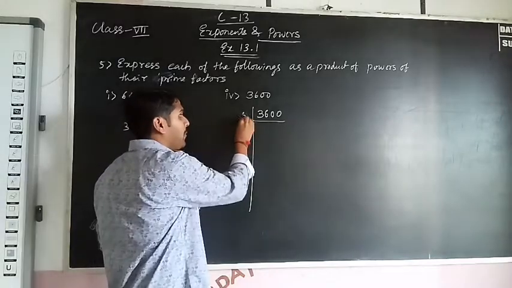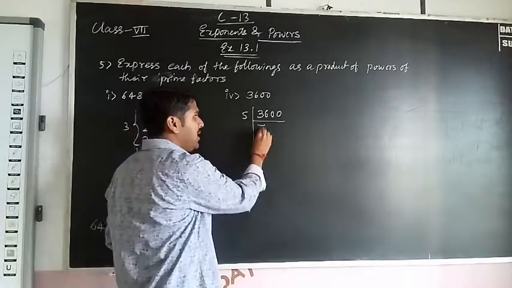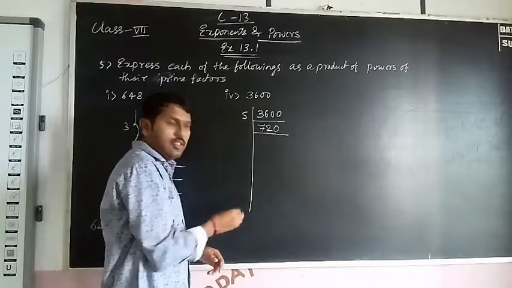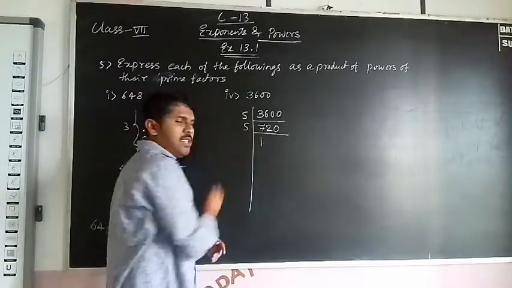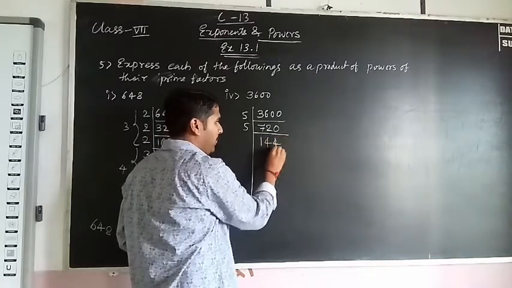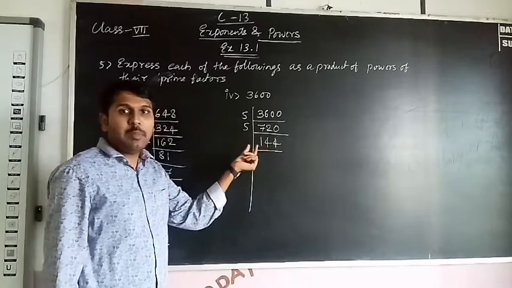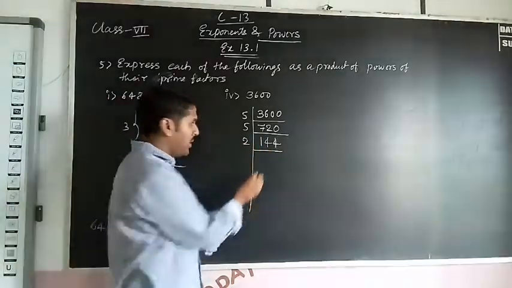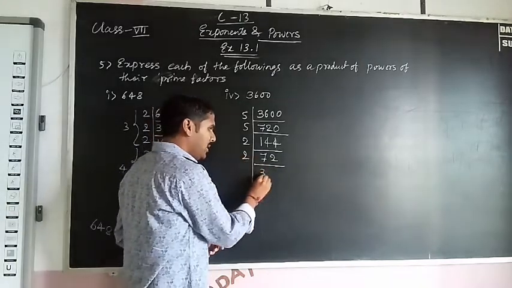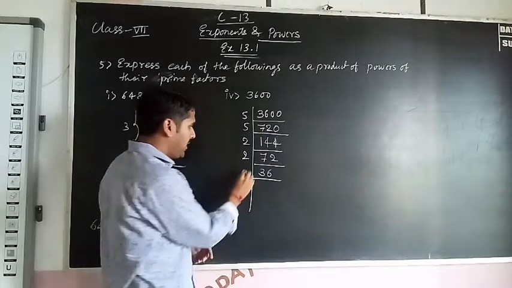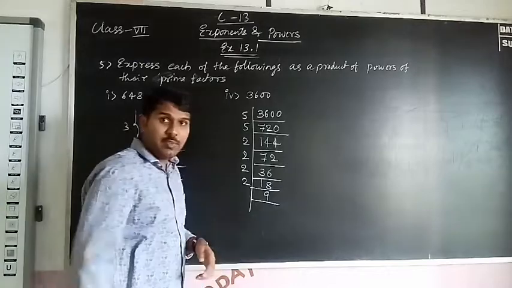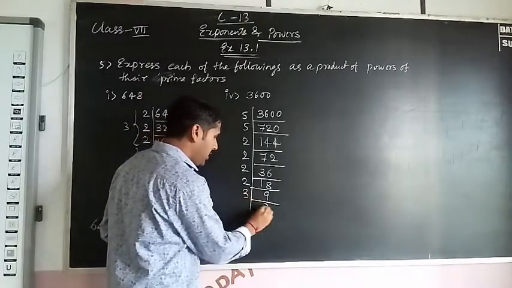So take 5. 5 7s are 35, 1 remains, 10. 5 2s are 10 and 0 as is. Next again divisible by 5. 5 1s are 5, 2 remains, 22. 5 4s are 20. So this is an even number, divisible by 2. No? So 2 7s are 14. 2 2s are 4. Again it is divisible by 2. 2 3s are 6, 2 6s are 12. Next again 2 18s are 36, 2 9s are 18. So is 9 divisible by 3? Yes. So 3 3s are 9.